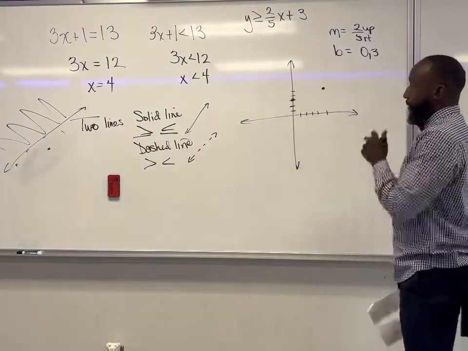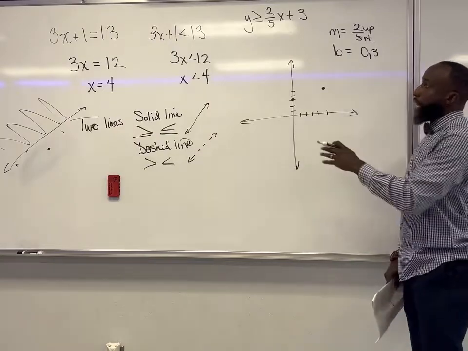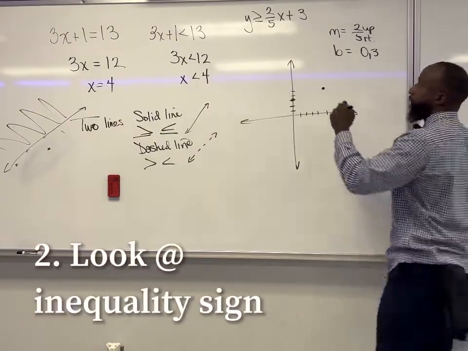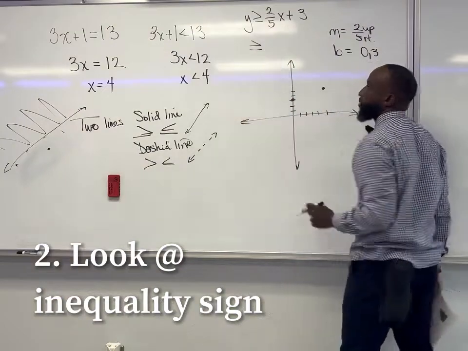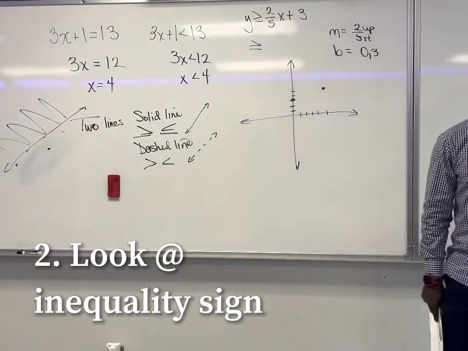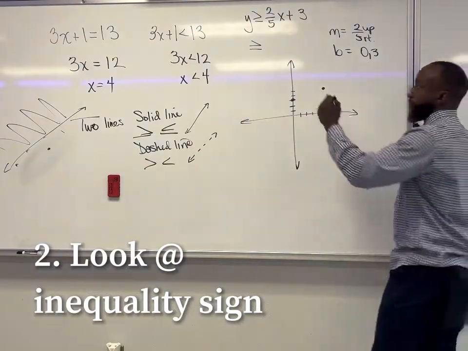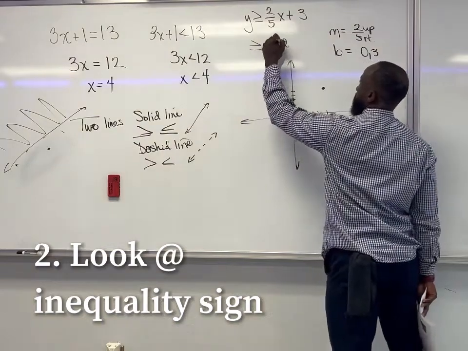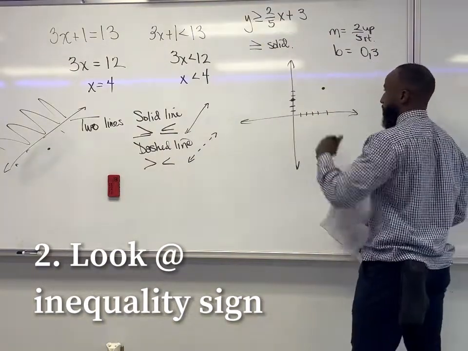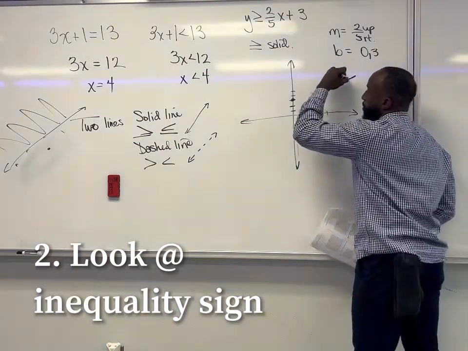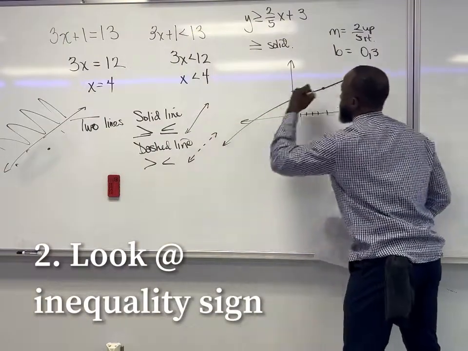Now, before we draw our line, we need to look at our sign. Because this is greater than or equal to, is this a solid line or a dashed line? This is a solid line. Since it's a solid line, we'll just connect the dots. Let me see, I'll try to do this without a straight edge. Right. Okay.